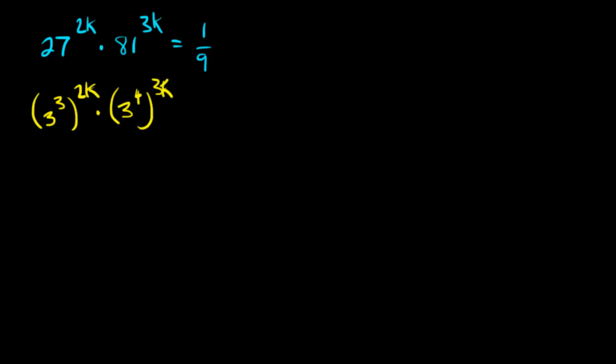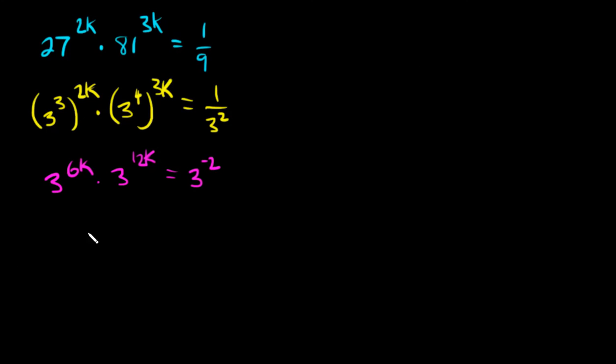Oh, let me fix that. One more time, let's get that k. There we go. And then we have 1 over 9, which is 3 to the 2nd power. Let's simplify now. If I do 3 times 2k, that means I have 3 to the 6k power, times 4 times 3k would be 3 to the 12k power. And then 3 to the 2nd power in the denominator can move to the numerator as 3 to the negative 2nd power.